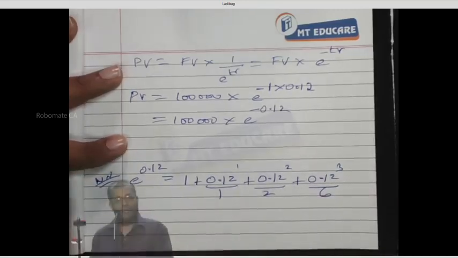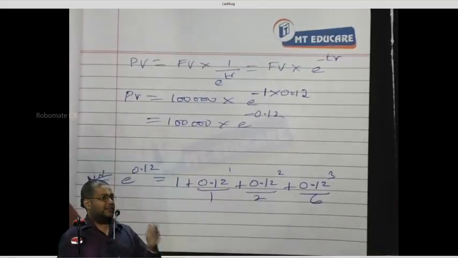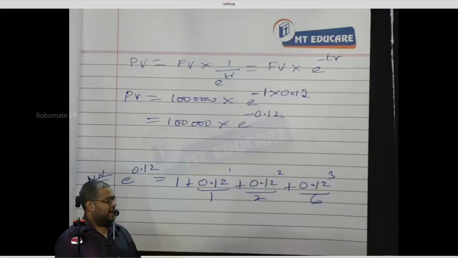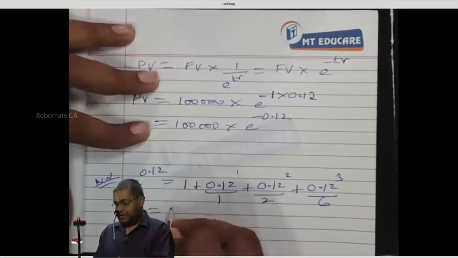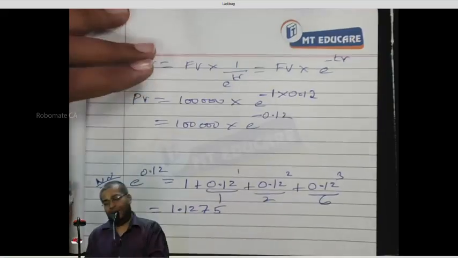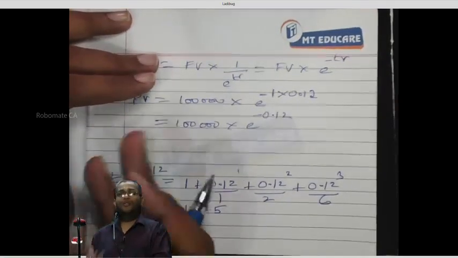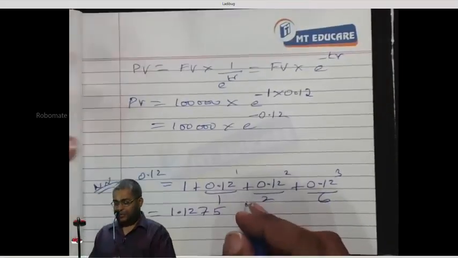The class is very silent and there is some disturbance, that is why I am having a doubt. Is everybody understanding and writing it or not? Please tell me the number here. What is the number? 1.1275. Okay, write it down: 1.1275.